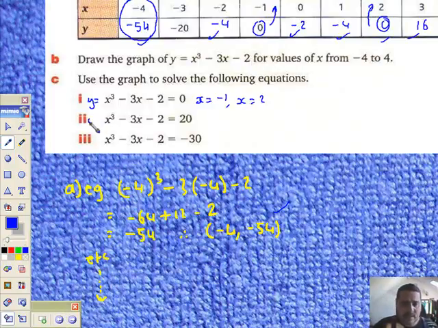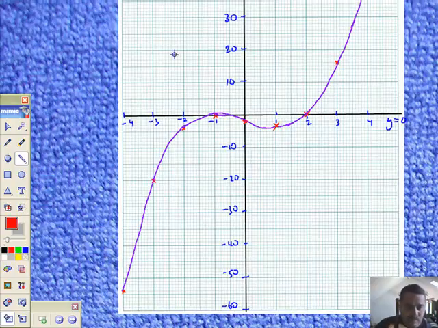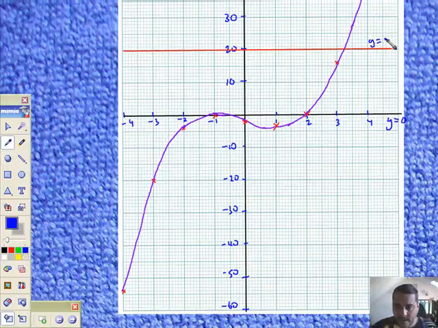Now what? Right. So I've got y equals x cubed minus 3x minus 2 and y equals 20. So I've got to draw on the line y equals 20. Here I go. So just draw it in red so it stands out nicely. Y equals 20 right there. Whack it across and label it. Y equals 20. Just one solution. Oh well, after all that aggravation, right there.